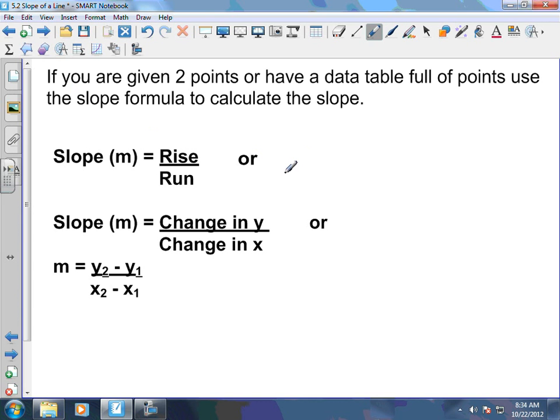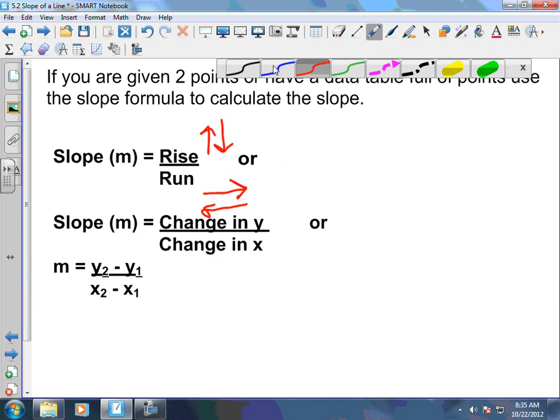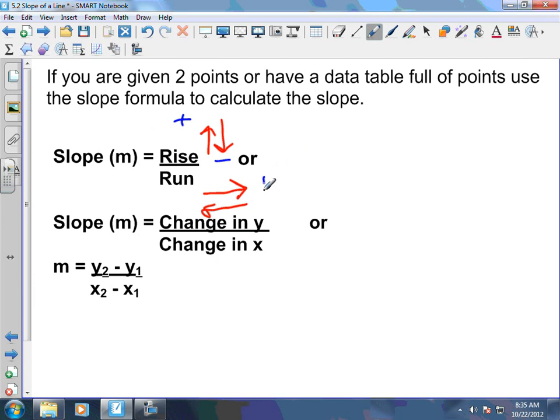Okay, today we're going to talk about rise over run. We are going to find the slope of a line given 2 points. It is rise, which is up or down, over run, which is right or left. If it's positive, it goes up. If it's negative, it goes down. If it's positive, it goes right. If it's negative, it goes left. Okay?